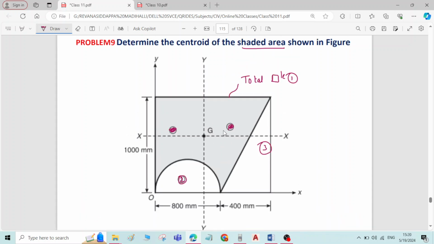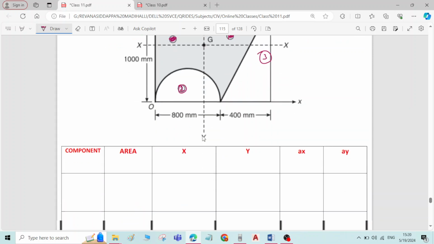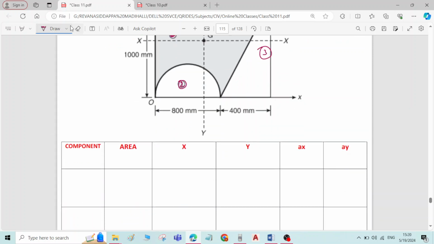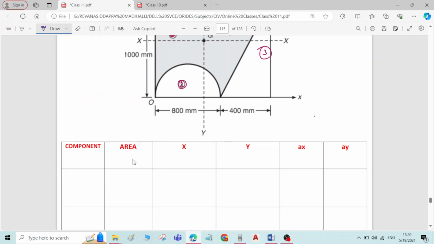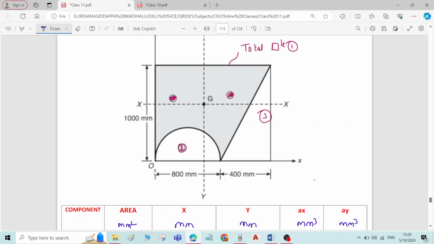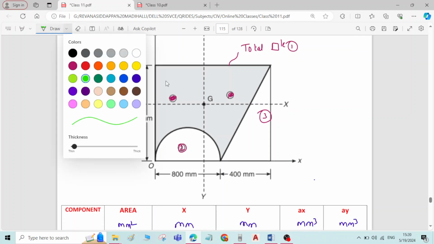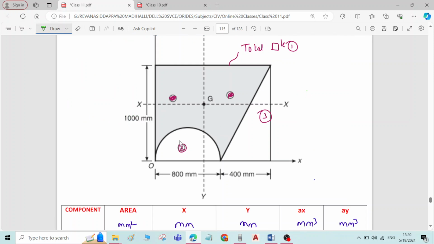Therefore, three components, and the figure is not symmetrical about both x and y axis. We have to find both x bar and y bar. Now let me write the units here: square millimeter, millimeter cube. So what is the first component? Total rectangle. Before that, we will write the x bar and y bar formula for all the components.